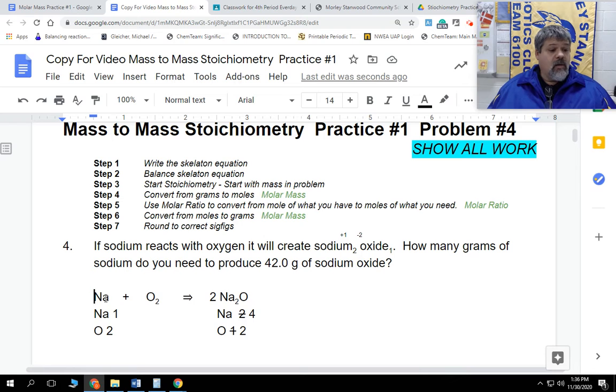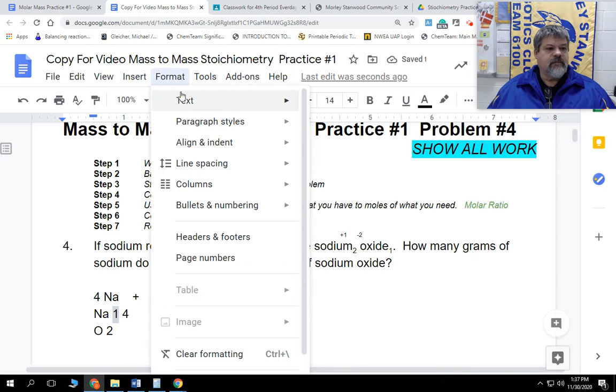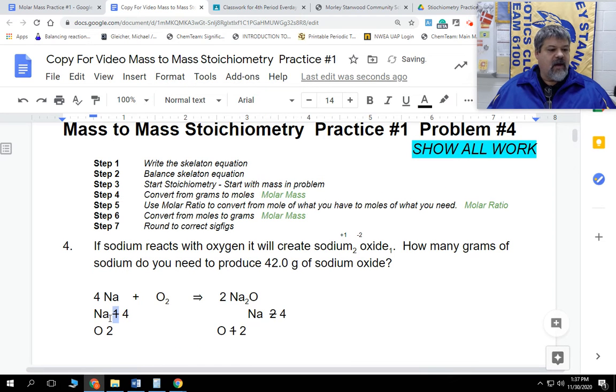And the subscript is 1, right? It's not there, but we know that we have at least one of them. Okay, what times 1 equals 4? So we can go ahead and put a 4 right there. Now that changes that to a 4, and we can get rid of this. So now I have 4 sodiums on each side. I have 4 sodiums here, and I have 4 sodiums here. I have 2 oxygens right here, so I have 2 times 1 is 2, and I have 2 oxygens right here. So there we go.